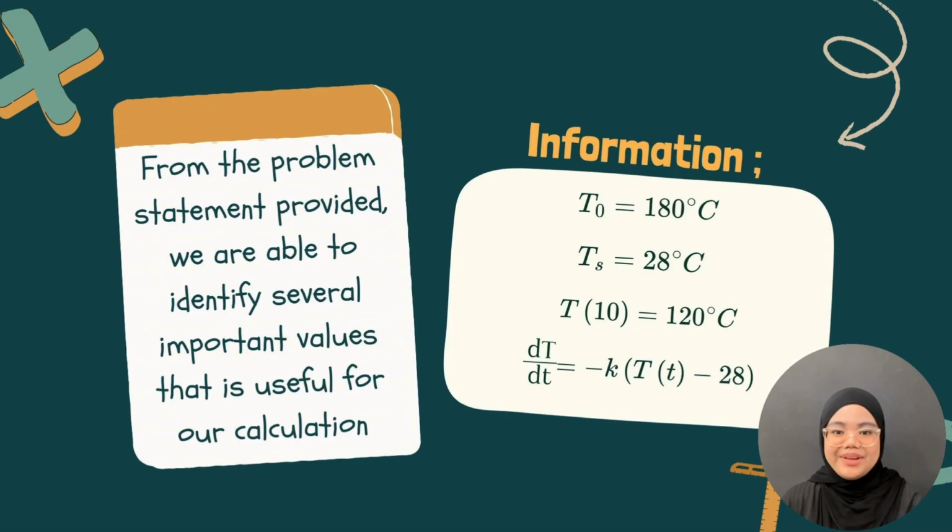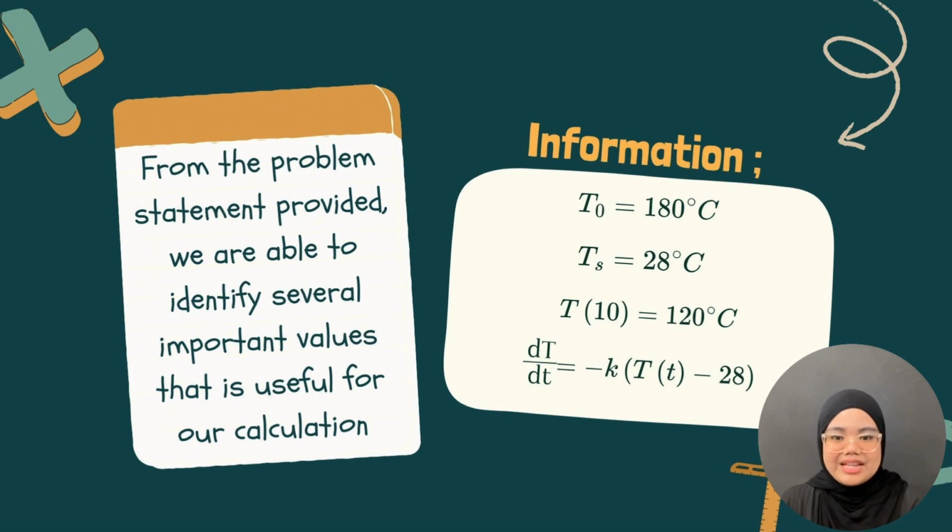From the problem statement, we can list the important values: initial cake temperature T0 equal to 180 degrees Celsius, room temperature Ts equal to 28 degrees Celsius, temperature after 10 minutes 120 degrees Celsius, and lastly the differential equation for Newton's law of cooling is dT/dt = -k(T - 28).